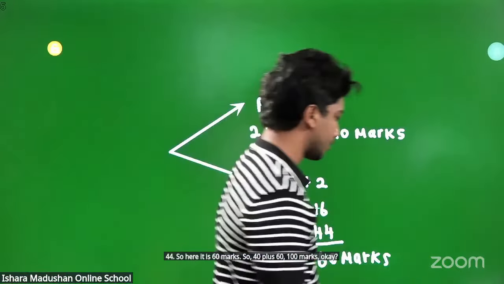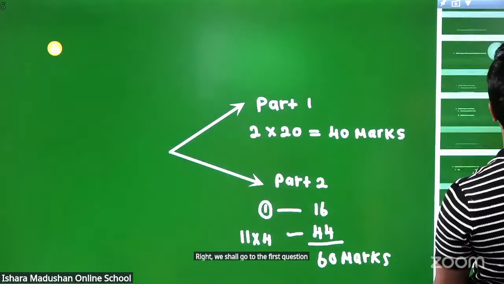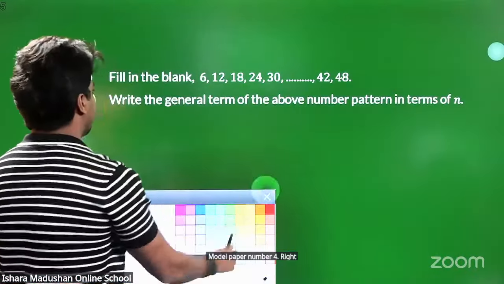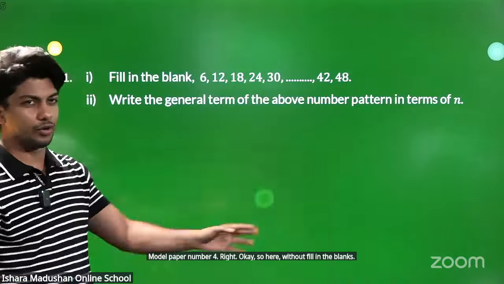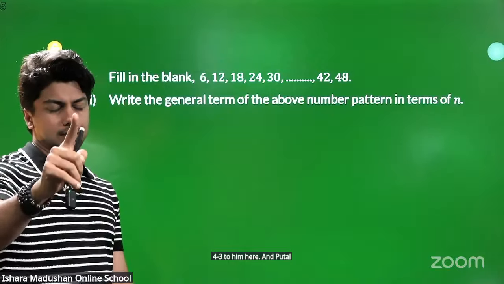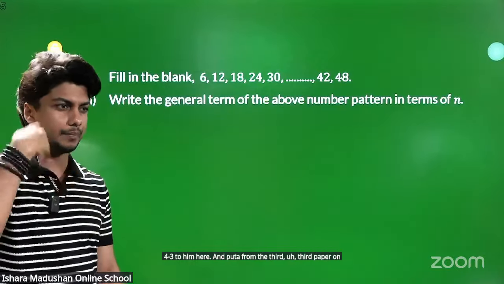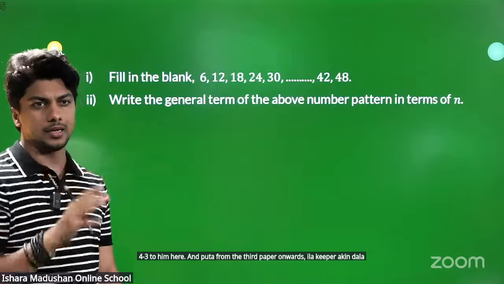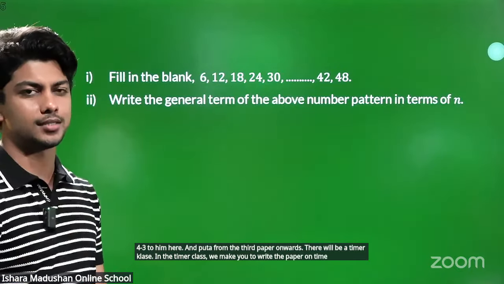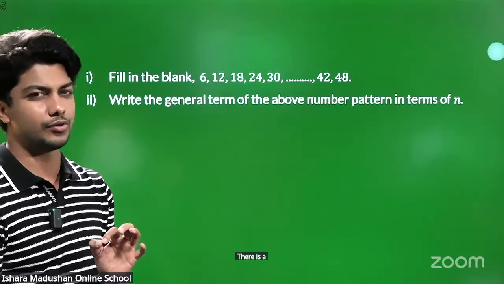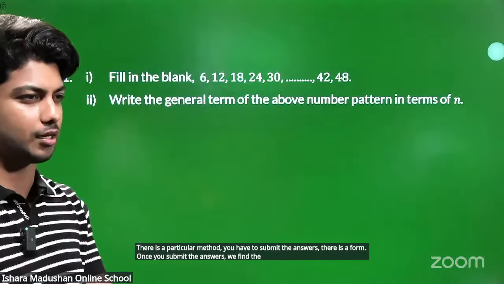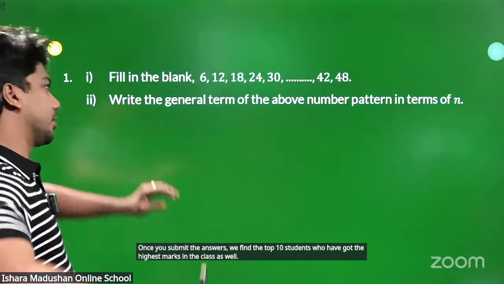We shall go to the first question of your model paper number 4. Here, Putha, fill in the blanks. From the third paper onwards, there will be a timer class. In the timer class, we make you write the paper on time, and you have to submit the answers. There is a form. Once you submit the answers, we find the top 10 students who have got the highest marks in the class as well.